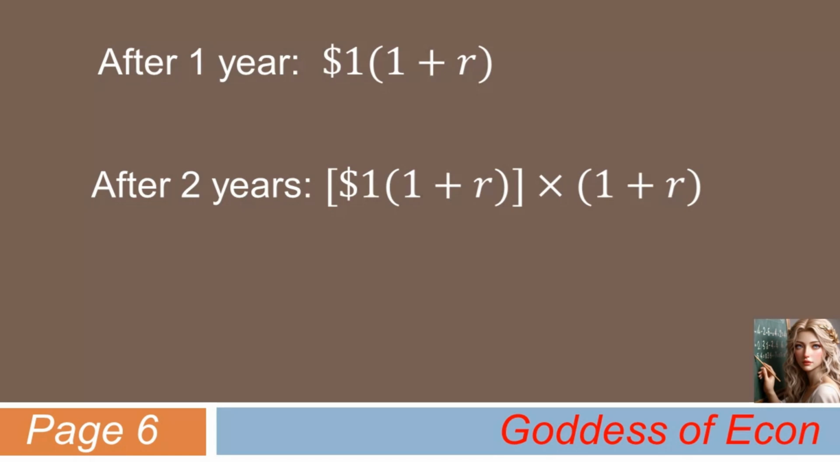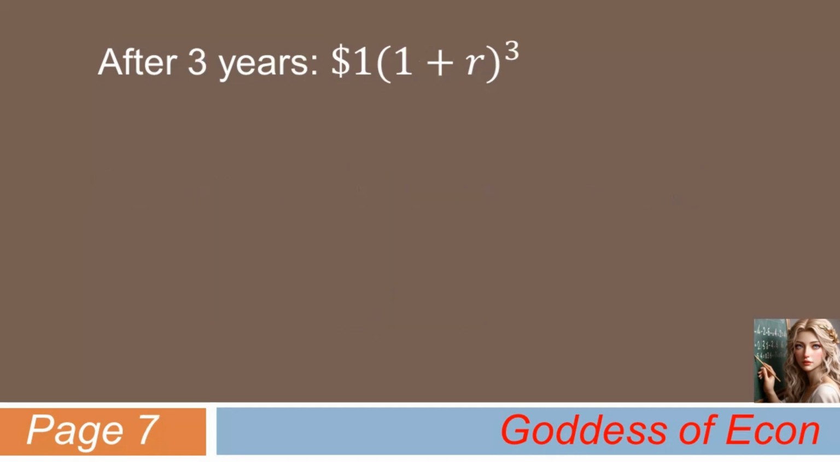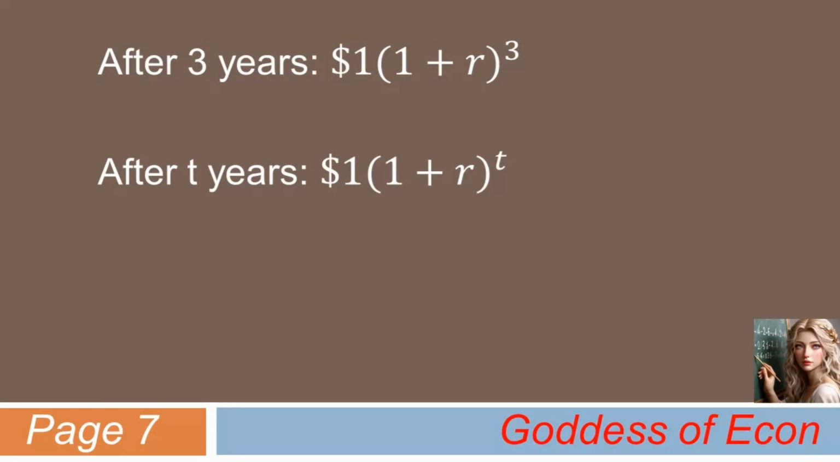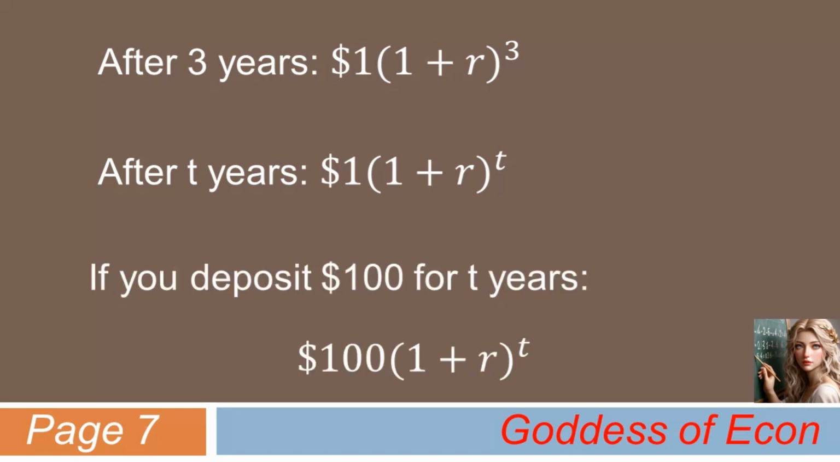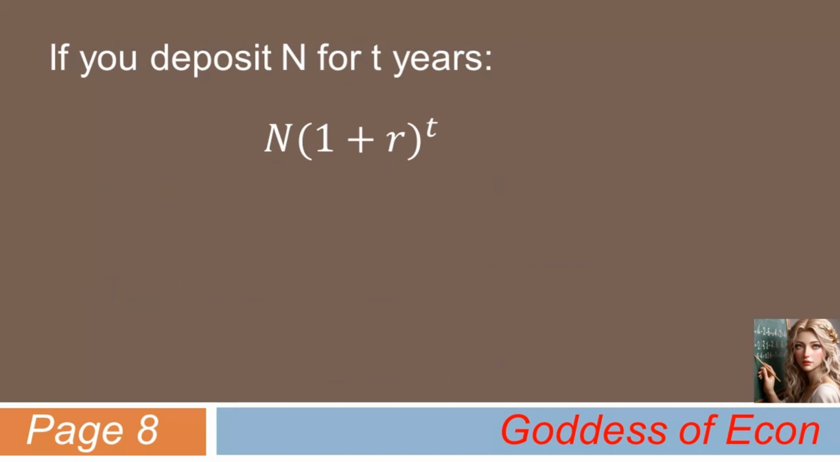Sounds confusing, but simply this means, in 2 years' time, $1 grows to $1 times (1 plus R) to the power of 2. Not too difficult, is it? Similarly, in 3 years' time, $1 grows to $1 times (1 plus R) raised to the power of 3. So in t years' time, we can conjecture that $1 will grow to $1 times (1 plus R) to the power of t. Given this, if you deposit $100 for t years, then this grows to 100 times (1 plus R) raised to the power of t. So if you deposit amount N for t years, then you will get N times (1 plus R) to the power of t, at the deposit maturity.